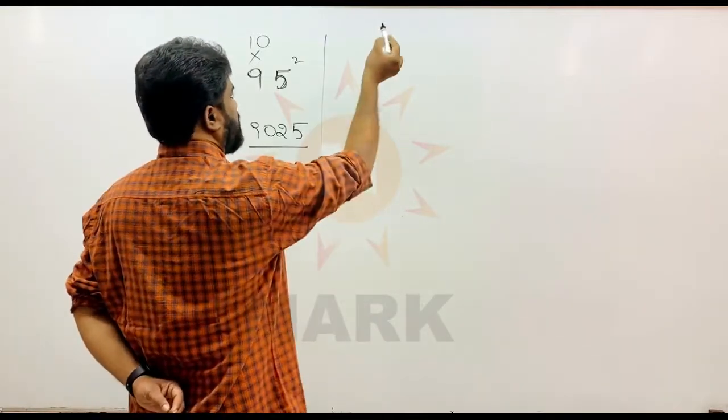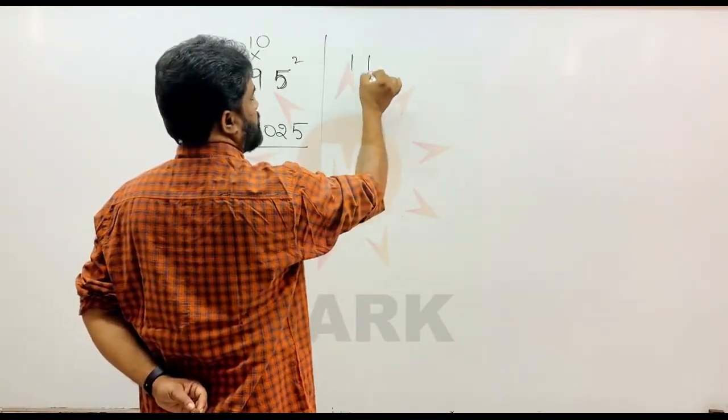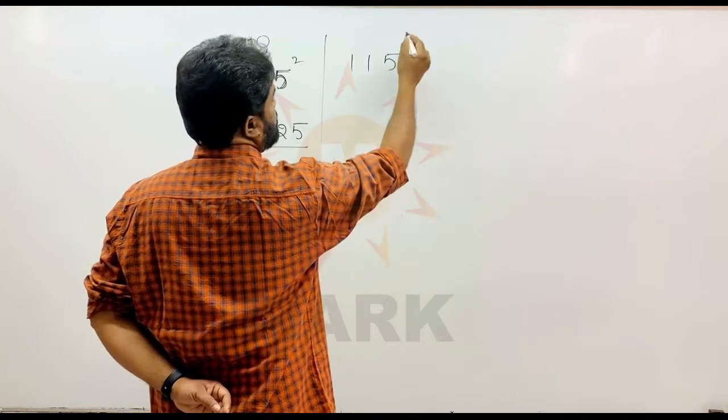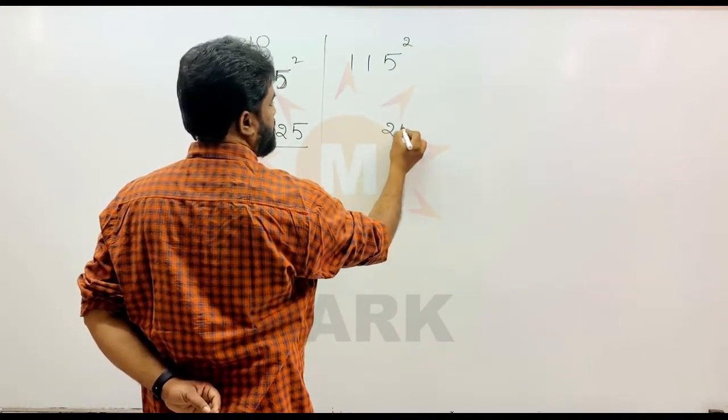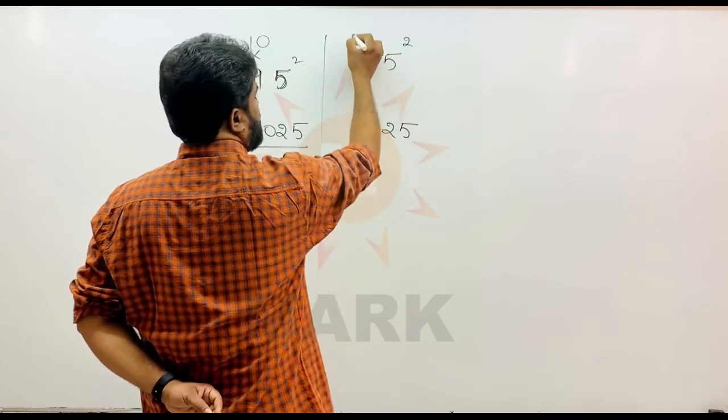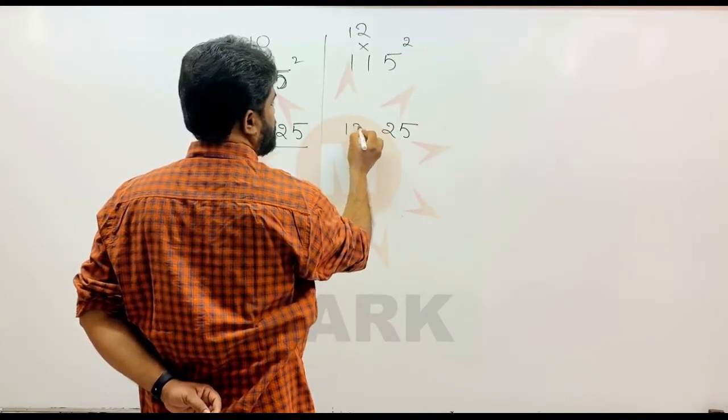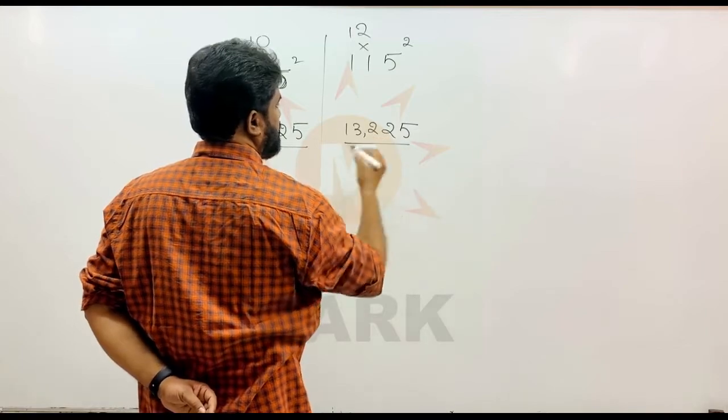Suppose you want to find the square of a 3-digit number, same method. So 115, I need to find 115 whole square. What is 5 square? 25. So what is the next number for 11? 12. What is 11 into 12? That is 132.